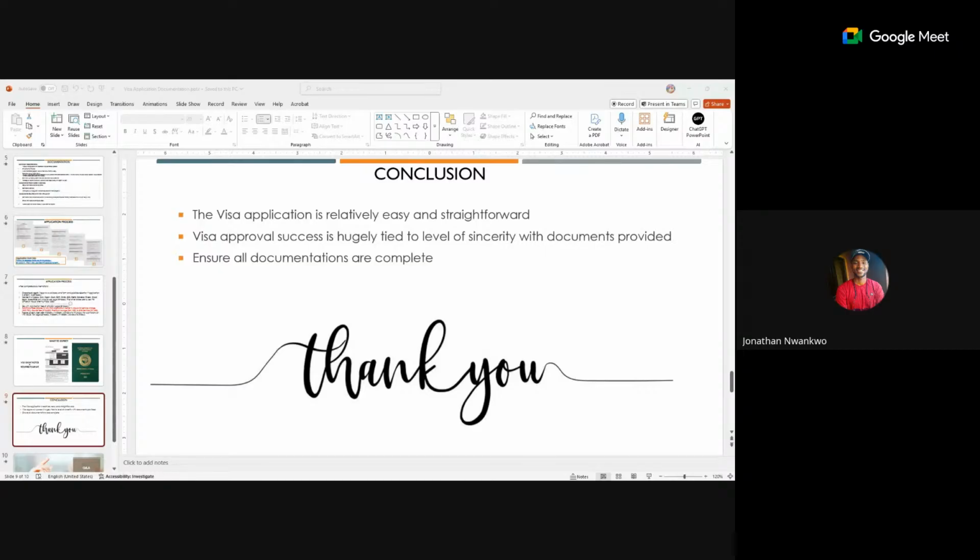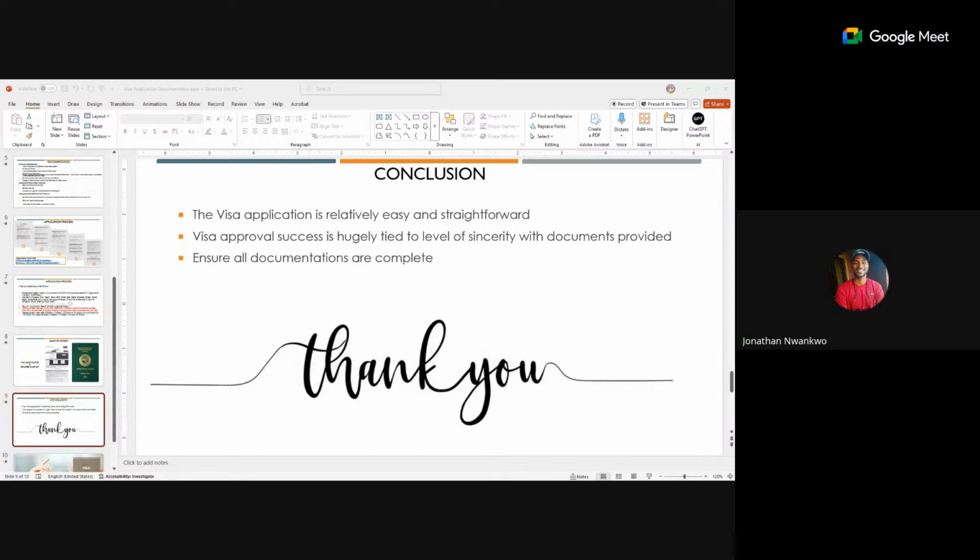Visa approval success is usually tied to the sincerity of the documents you present. You don't forge documents for them. If your documents check out, that is fine and good. And then ensure that all your documentation is complete.